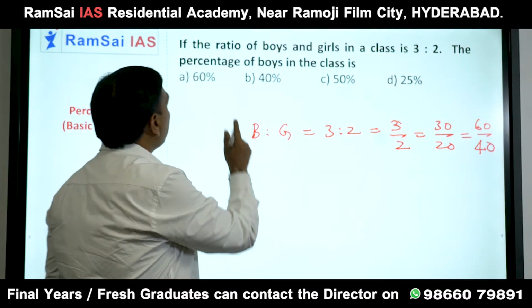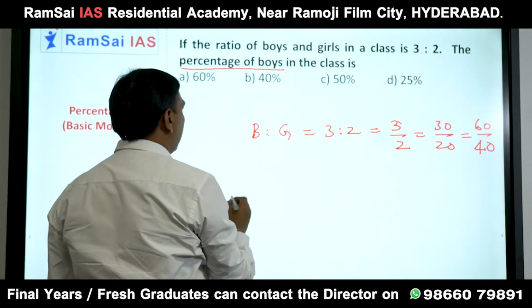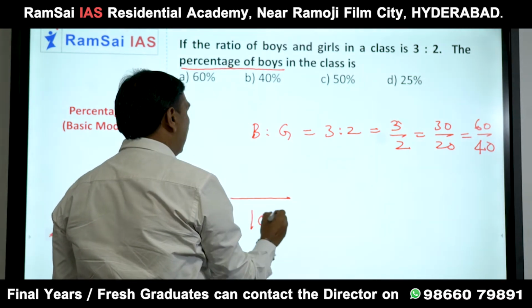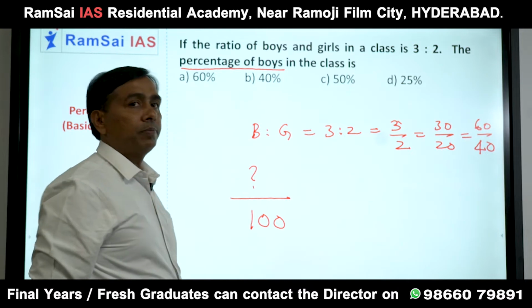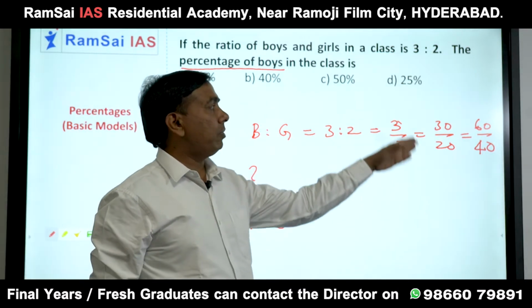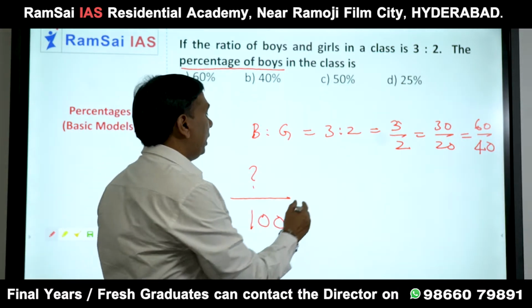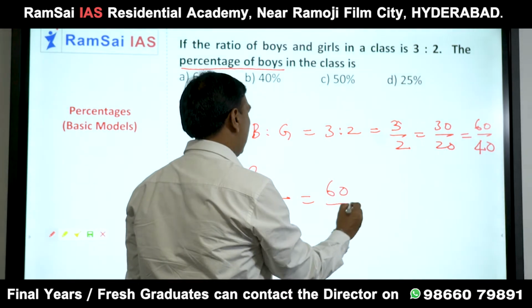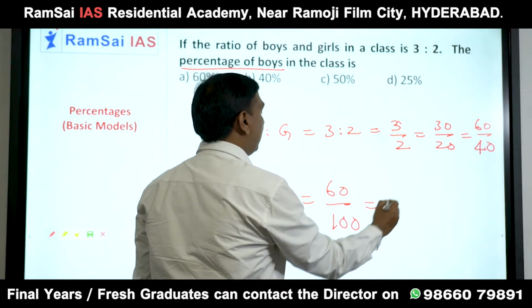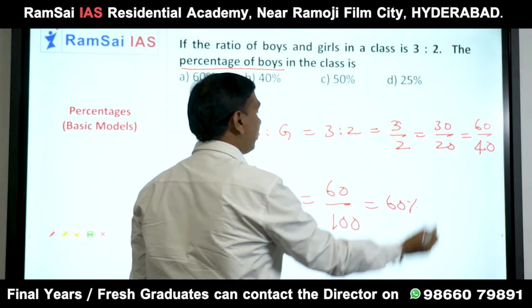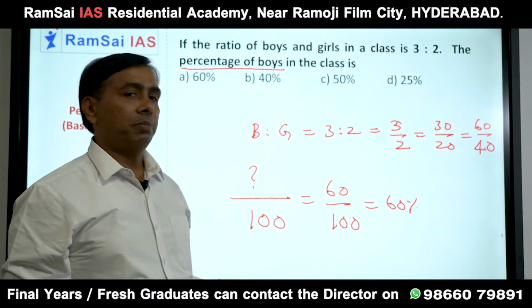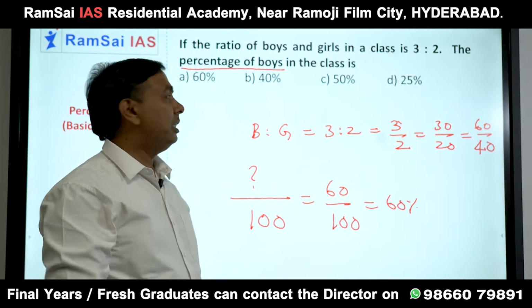So what is he asking for? Percentage of boys. Per 100, what is the number of boys? The total is 60 plus 40, which is 100. So for 100, there are 60 boys. That means 60/100, which is 60%. It seems to be quite cumbersome. As I'm a teacher, I have gone this way.